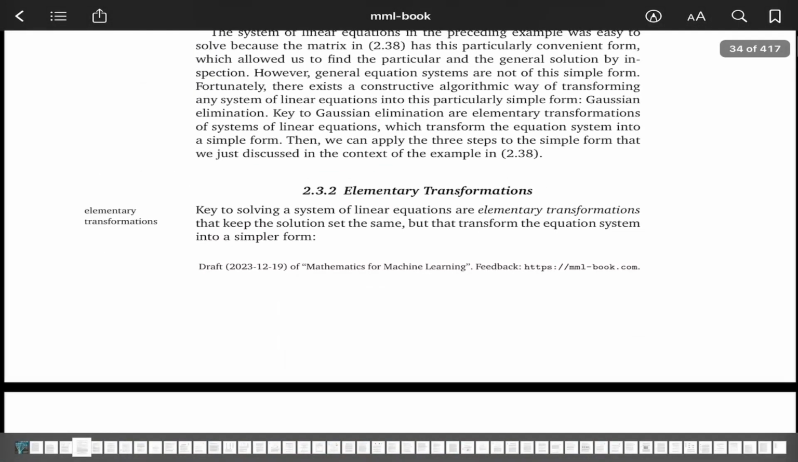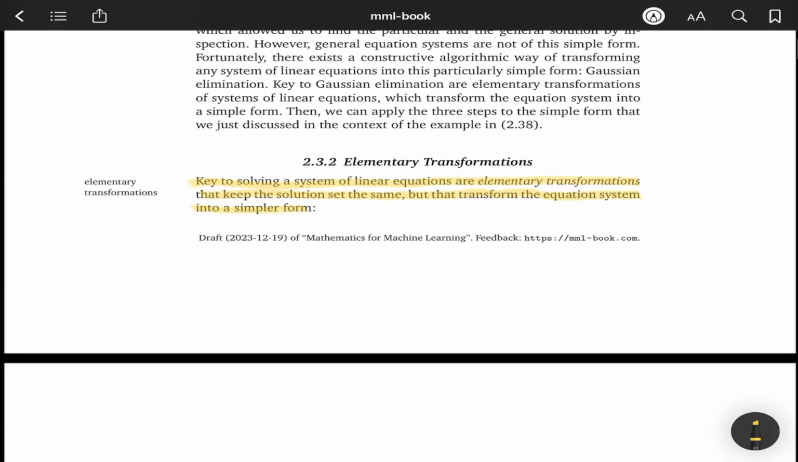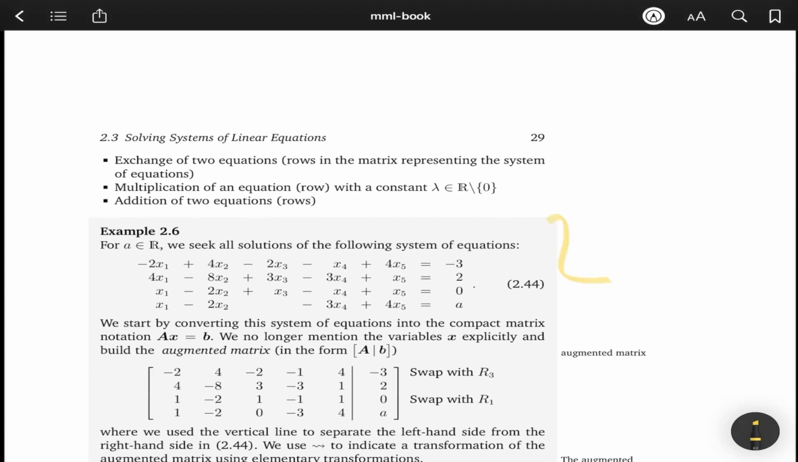It is 2.32, elementary transformations. Key to solving systems of linear equations are elementary transformations that keep the solution set the same, but transform the equation system into a simpler form. So what that means is we take something like that and we make it simpler.